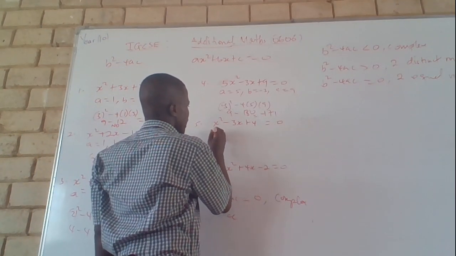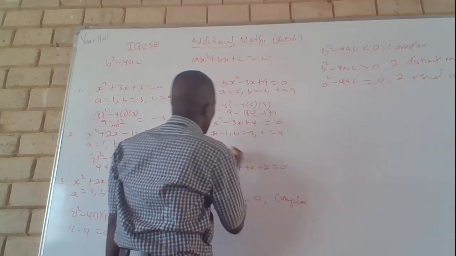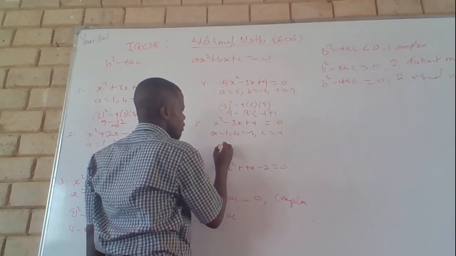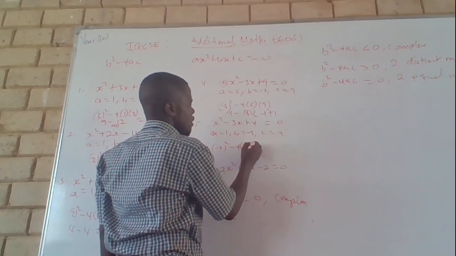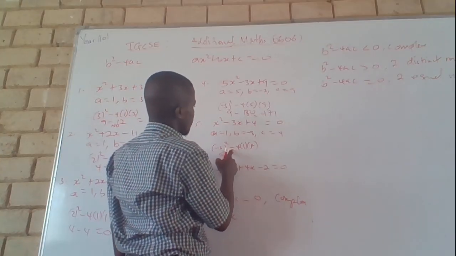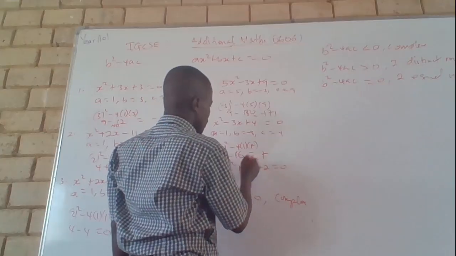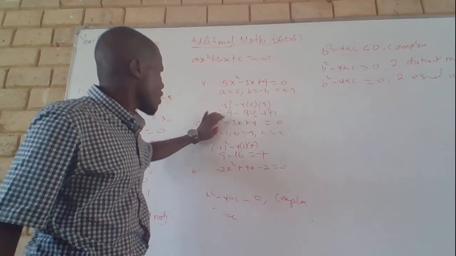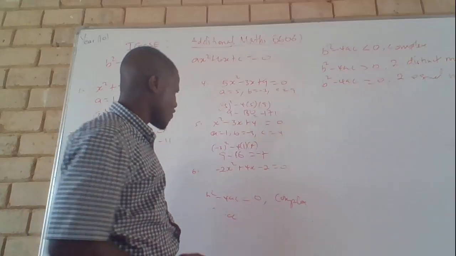Let's have this one. Our A here is 1. Our B is minus 3. Our C is 4. So we have minus 3 all squared minus 4 times A, which is 1, times C, which is 4. So this is 9 minus 4 times 4, which is 16. So this is negative 7. So this quadratic equation also has complex roots.